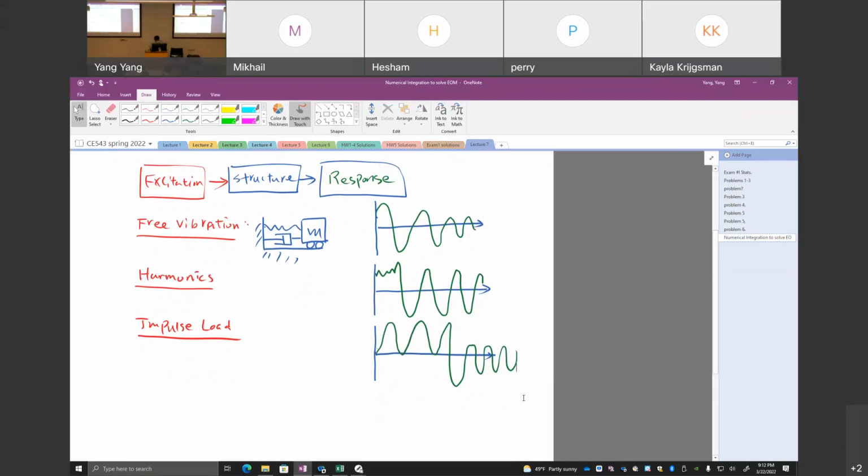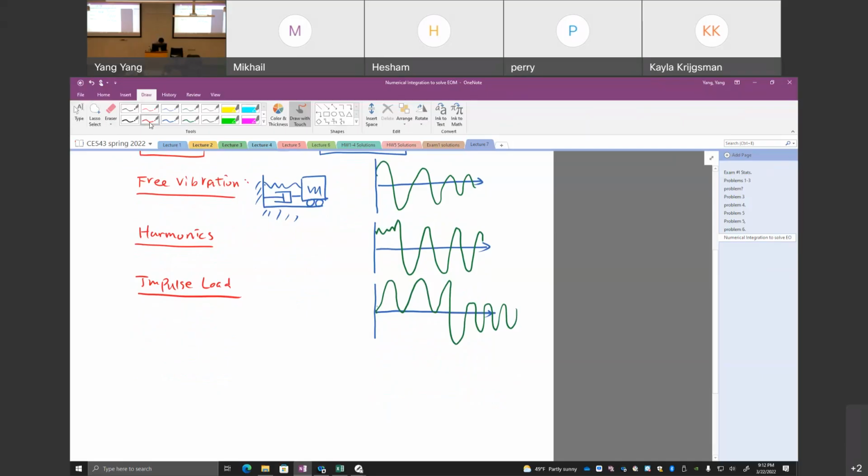But for arbitrary load, for any type of load, the solution is we have to use Duhamel's integral so that the response can be figured out.